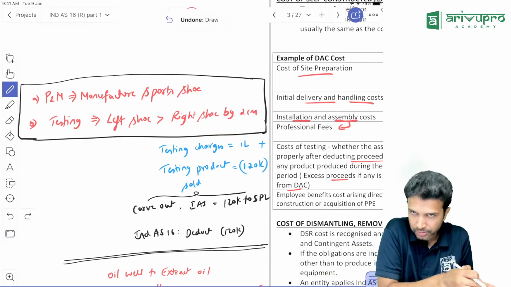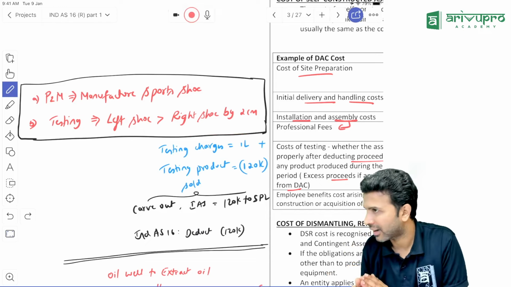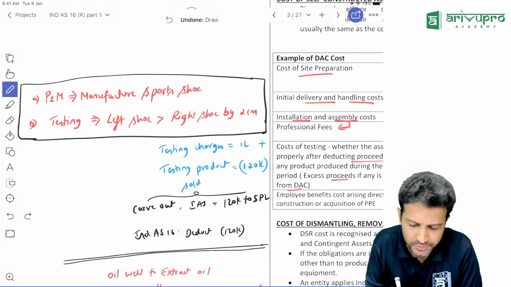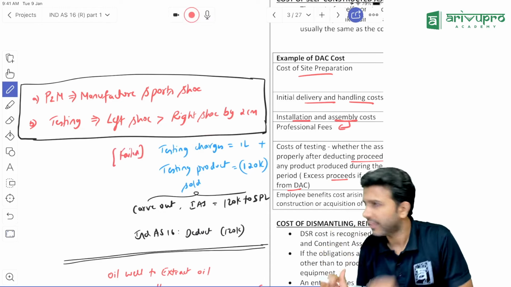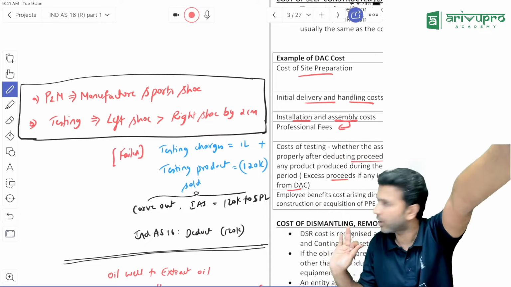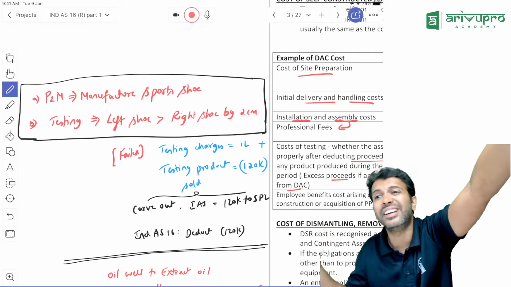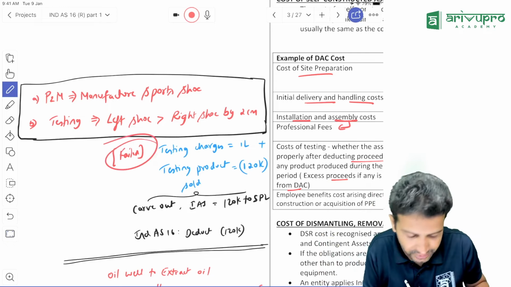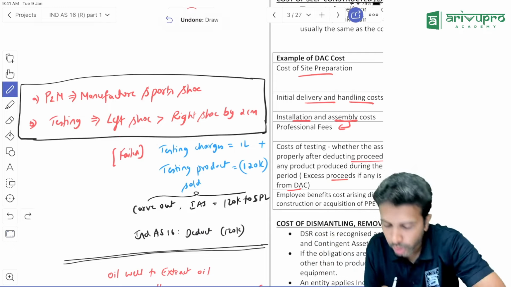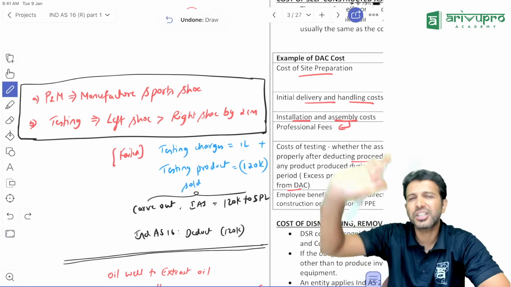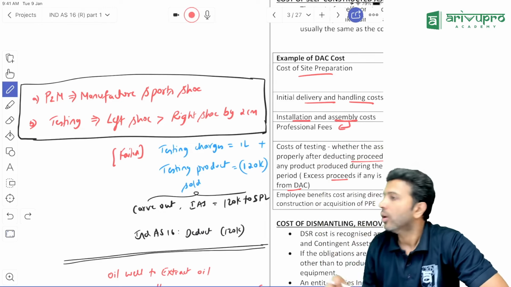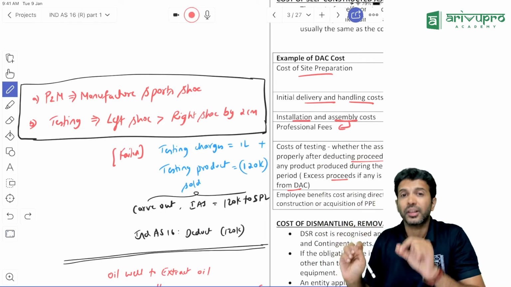To P&L or capitalize? Capitalize. Why? Suppose the testing has failed. They did the testing and the test failed. They wanted a specific variety of shoes. Did they get it or not? Did not get it. That's the reason we say the test has failed. Now what will you do for this 1 lakh rupees of testing charges? Testing charges you will capitalize. Why? Because of what, sir?